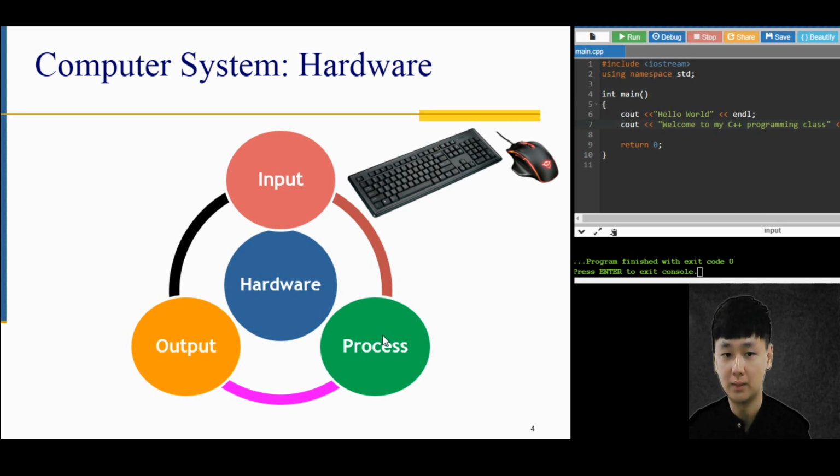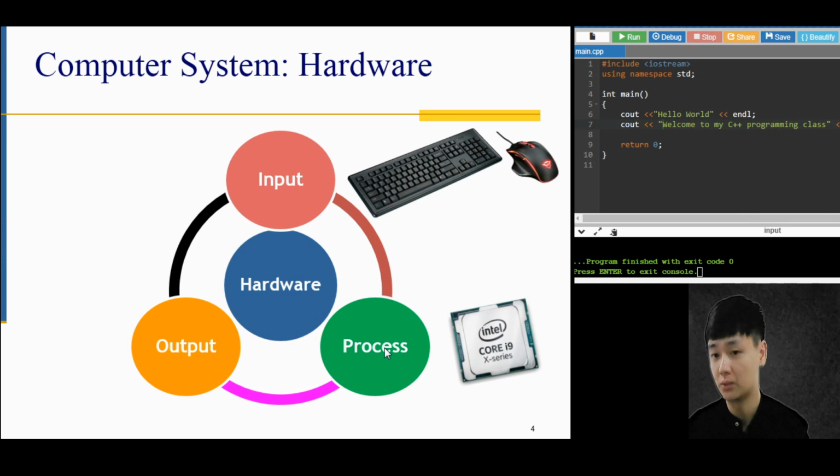So now we have the process component. Process is a series of instructions that control how and when the data items are input, how the inputs are being processed into useful information, and in what form the information is output or stored. This is the place where all the calculations, validations, and storing come in. The example of the process here is the CPU, central processing unit.